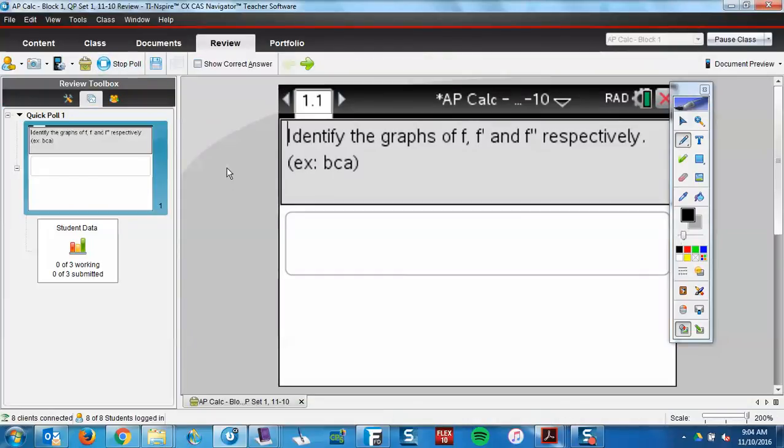Did you get something on your calculator screen? Yeah. Quick poll. Now what do? I don't remember what to do. Oh, yeah. So there you go.